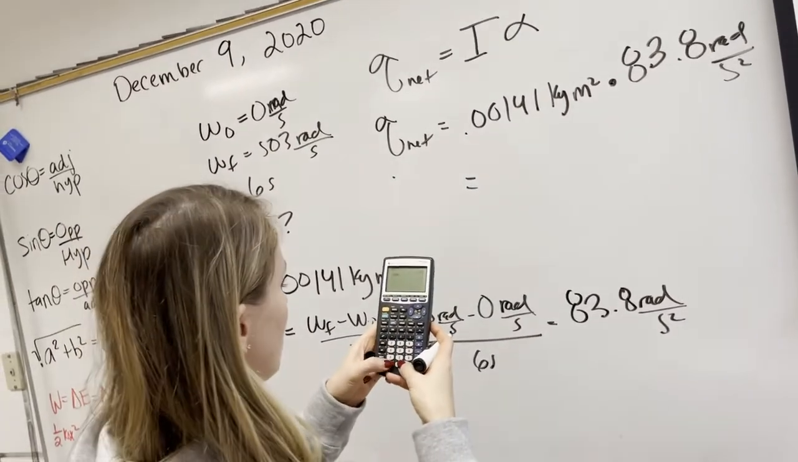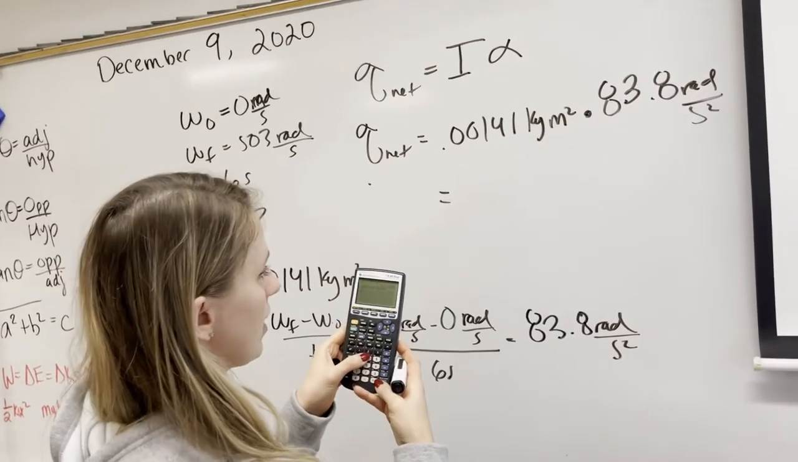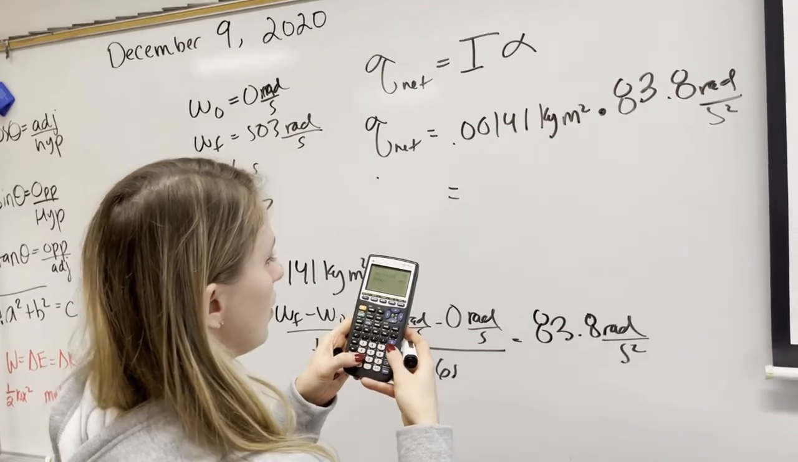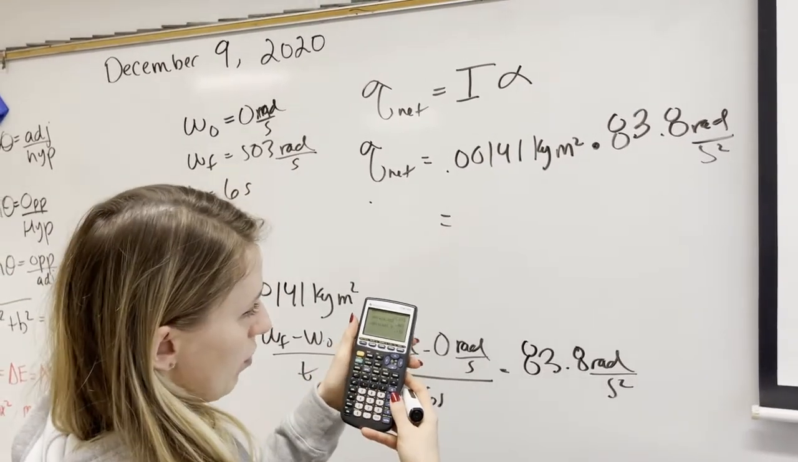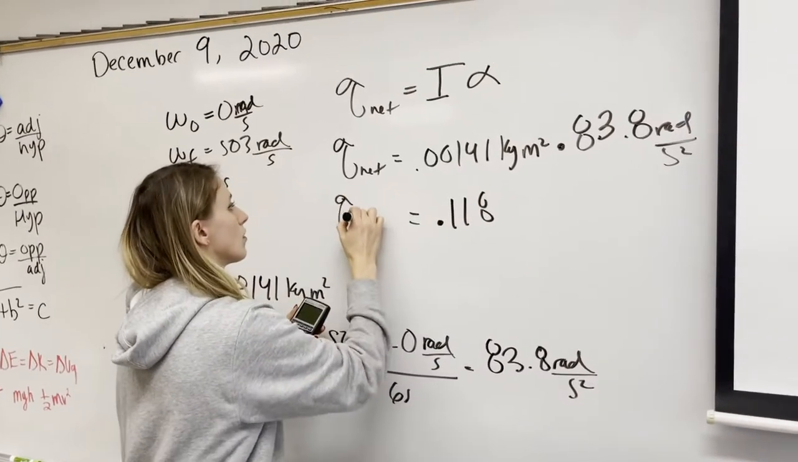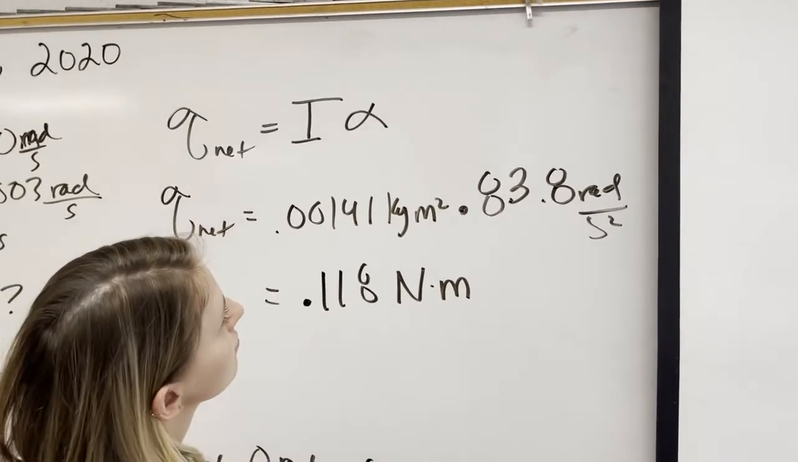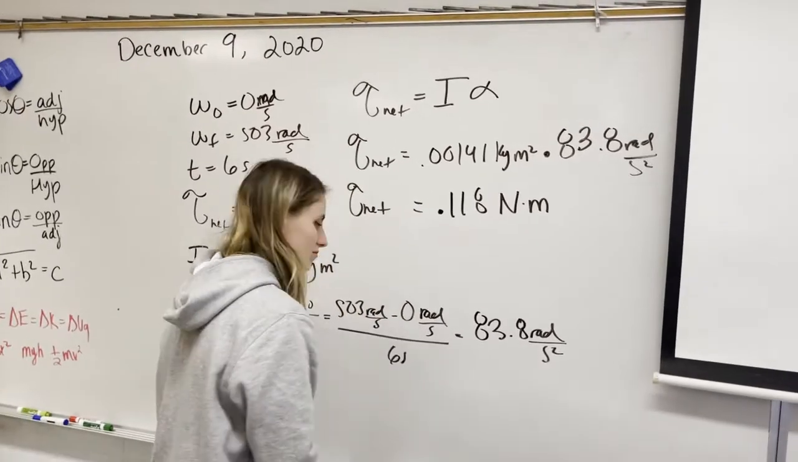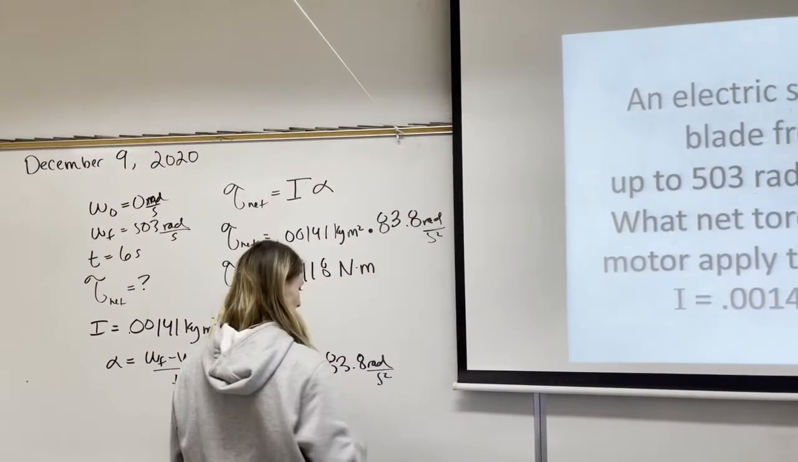That's a lot of numbers. 0.00141 times 83.8, right? And I get 0.118. The units of torque are Newton meters. Boys and girls, on your own, can you justify how we get Newton meters out of those units right there? Do that on your own. Remember, radians go away. Radians disappear.